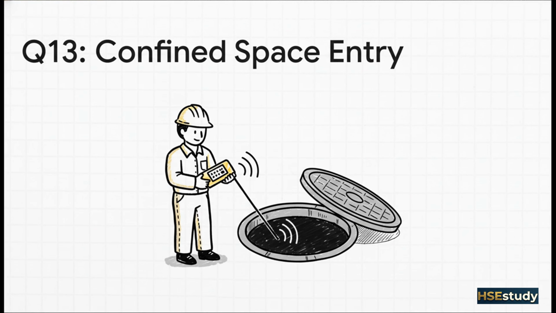We're back to confined spaces for question 13. Before anyone enters a permit-required space, what is the absolute first thing that has to happen? It's B, atmospheric testing must be conducted. You can't just sniff the air and say it's okay. You have to use a calibrated meter to test for oxygen levels, flammable gases, and any potential toxic stuff. This isn't optional. It's a critical life or death step.